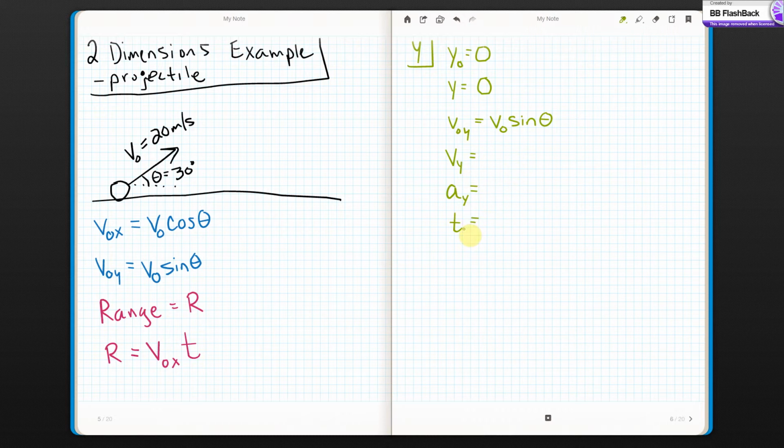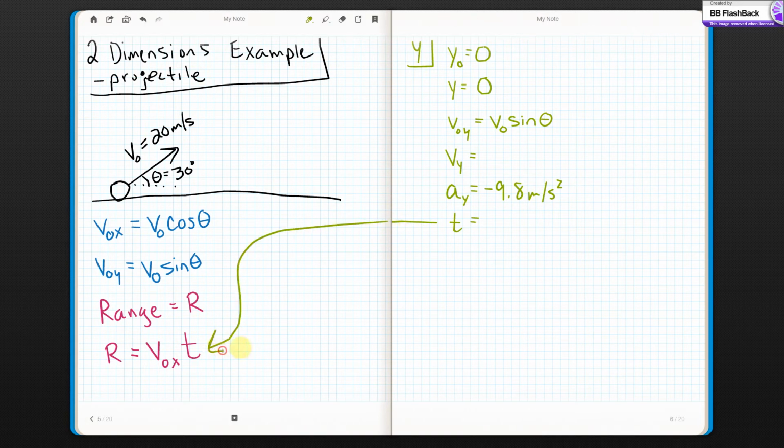Acceleration in the y direction, well, the only thing that acts in the y direction is gravity, so I'm going to have negative 9.8 meters per second squared, because WebAssign uses 9.8. Oh, excuse me, my throat is very sore. I think I'm getting sick. Time? I don't know time. I want time, though, so that I can then go and put it in there. So that's what I want. Put a question mark there.